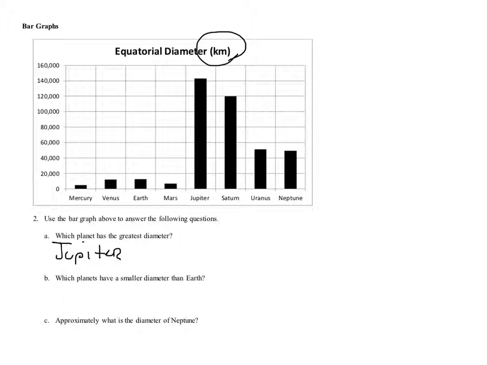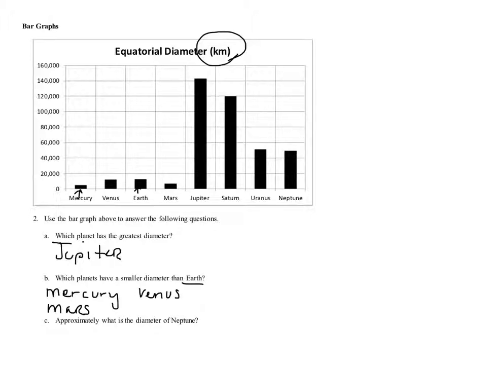And which planets have a smaller diameter than Earth? Okay, so I'm going with Mercury, because here's Earth. Mercury is definitely smaller than Earth. Mars. Let me make Mercury and Mars a little better here. And I would say Venus is slightly smaller. So those are the planets.